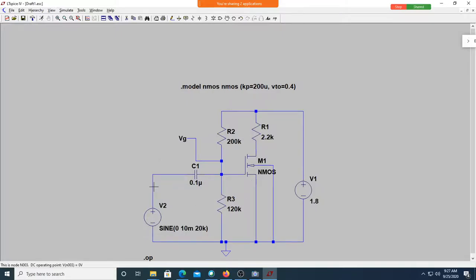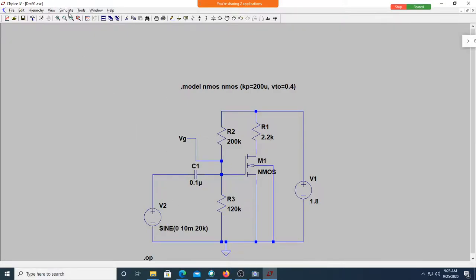Now we need to verify the gain. For that I need to apply, of course I have already applied the sine wave, but when I did dot op, I cannot see that sine wave because I am doing only DC analysis. Am I correct? Because dot op corresponds to only doing the DC analysis, it will not show this AC signal, that sine wave. If you want to see the sine wave, what do I have to do?